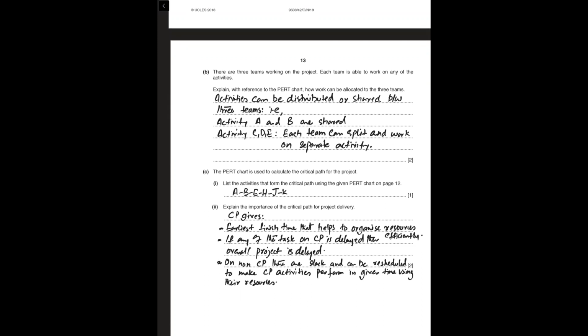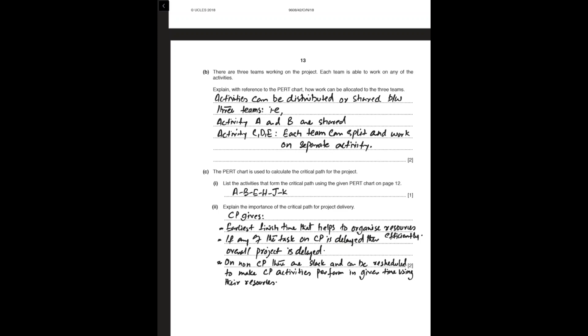Explain the importance of the critical path for project delivery. The critical path gives the earliest finish time, which helps to organize resources efficiently. This is the first thing. Second, if any task on the critical path is delayed, then the overall project is delayed. So in many cases we cannot afford to change the time on the critical path. This is the least time required to finish the project as well as the most.